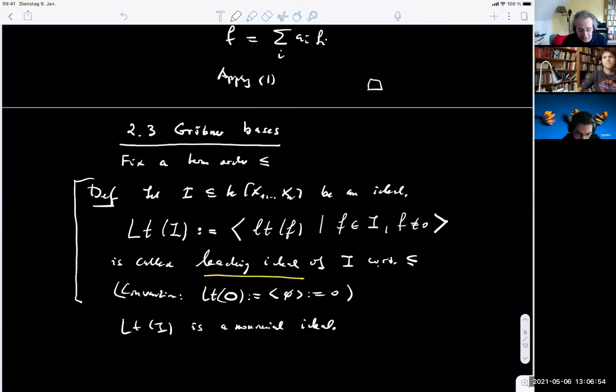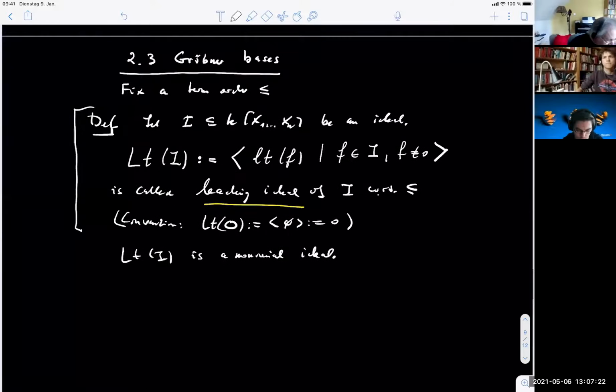In a way, it's very important. Ideals can be really complicated. Monomial ideals are much simpler. In a way, monomial ideals are combinatorial objects. Not that the combinatorics is simple, but it's more concrete. And it turns out that in this process from the ideal to the leading ideal, most of the information is just preserved. I cannot make this rigorous at the moment, but it's the case.